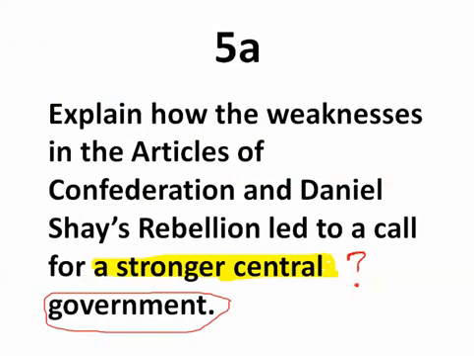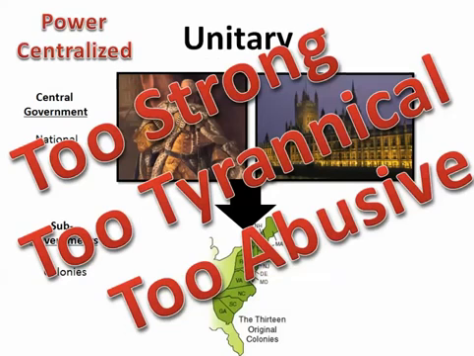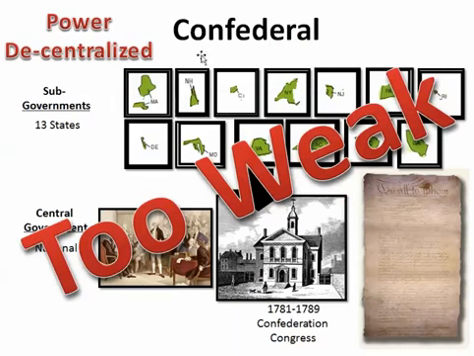Alright, and then our 5A says, explain how the weaknesses in the Articles of Confederation and Daniel Shays' rebellion led to a call for a stronger central government. So we had one that was too strong with this unitary system. It was too strong, too tyrannical, too oppressive, too abusive. And then we changed to one that they said was too weak, the confederal government.